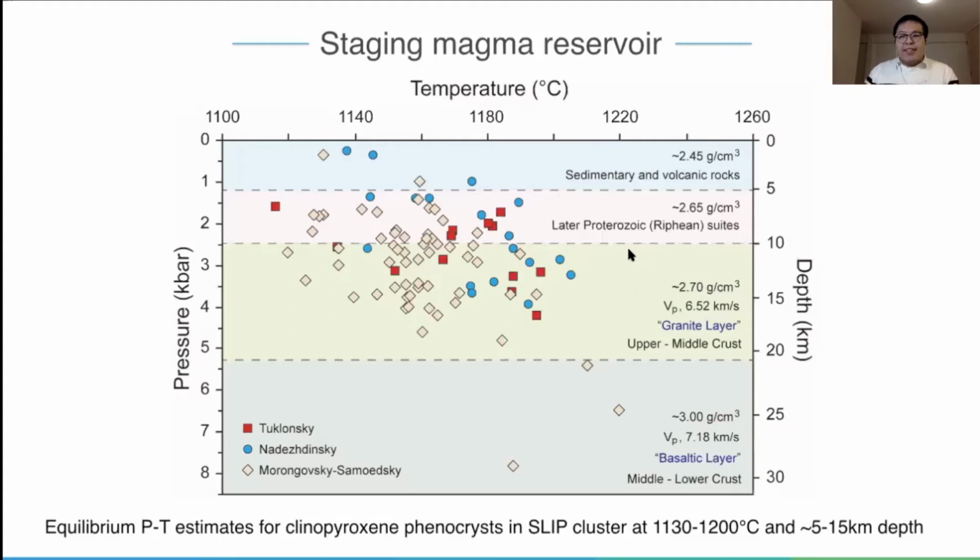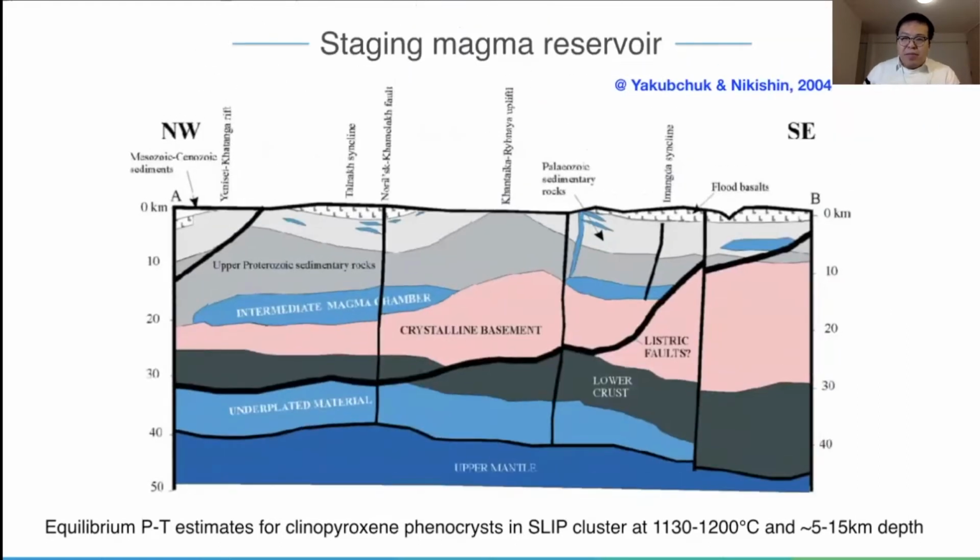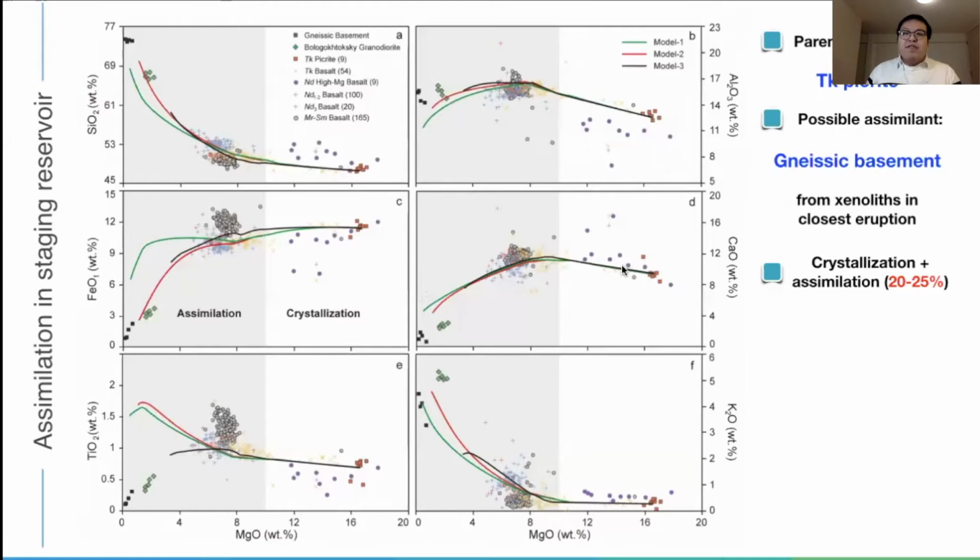Also, we can see that some CPX in the MR to MK basalt also come from the deeper magma chambers. This result is also matched by the seismic work. We can see that it also suggests a magma chamber between the basement and the top sedimentary rocks. And then I collected all of the basalt compositions and used alphaMELTS to model the magma evolution in these magma chambers.